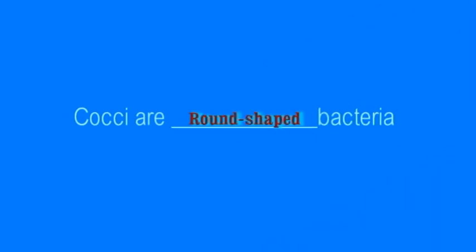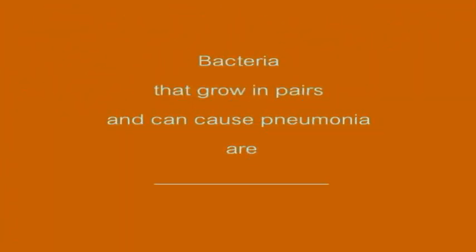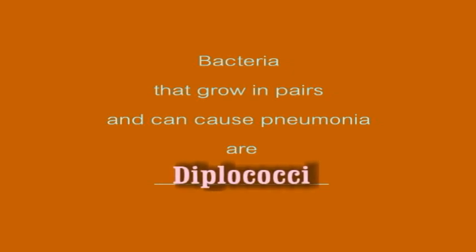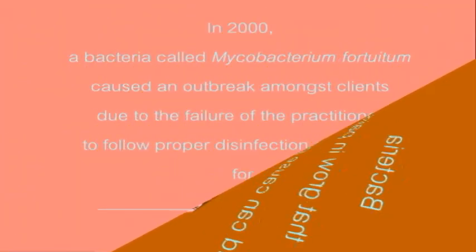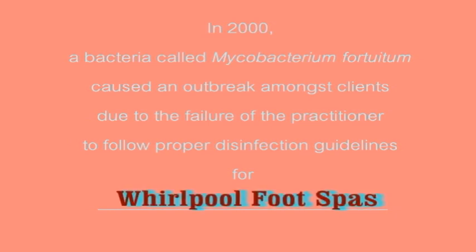Round-shaped bacteria. Bacteria that grow in pairs and can cause pneumonia are Diplococci. In 2000, a bacteria called Mycobacterium fortuitum caused an outbreak amongst clients due to the failure of the practitioner to follow proper disinfection guidelines for whirlpool foot spas.